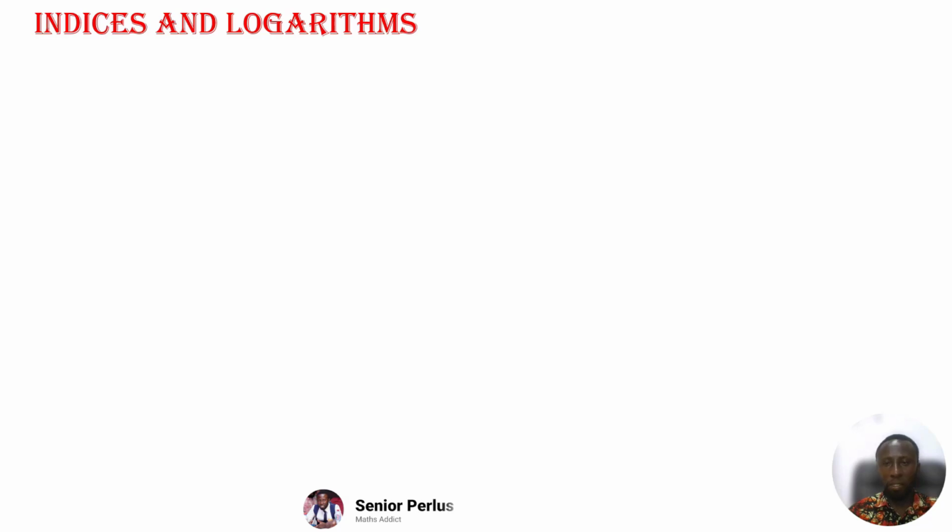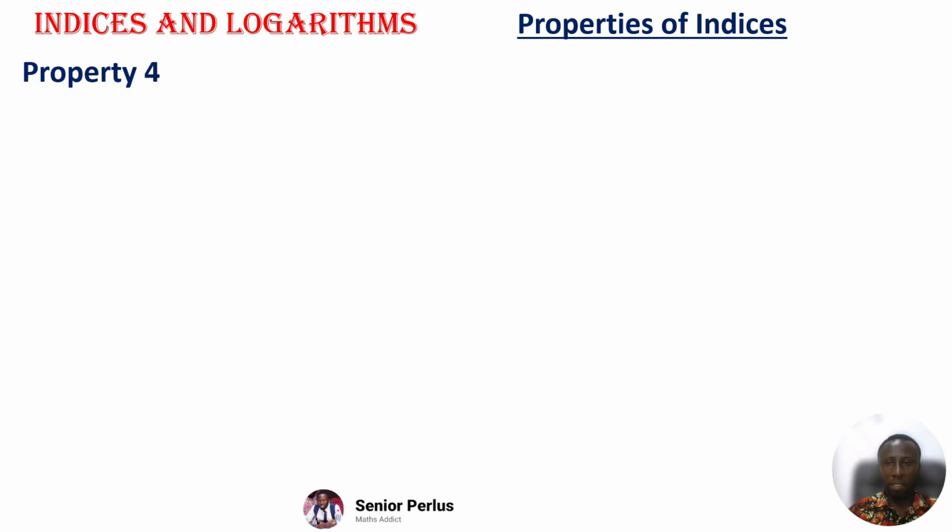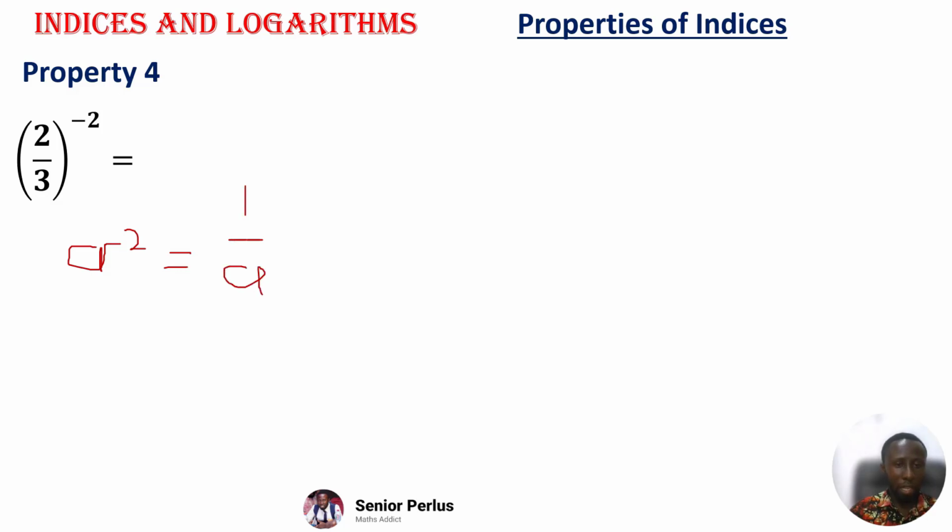We have stored the properties. Let's continue with the remaining properties of indices. I have property 4, and this property 4 can be written as, because we talked about a property which was a to the power negative 2, and we said that this one can be written as 1 out of a square. Do you remember this property? Yes. Okay, that's this property.